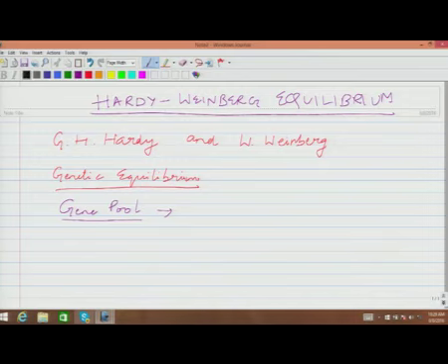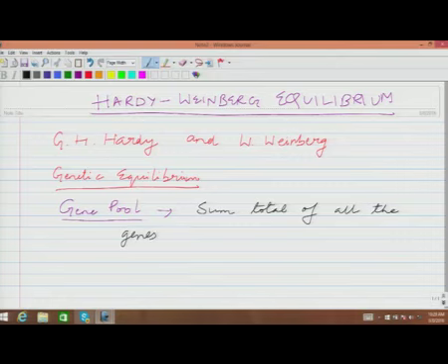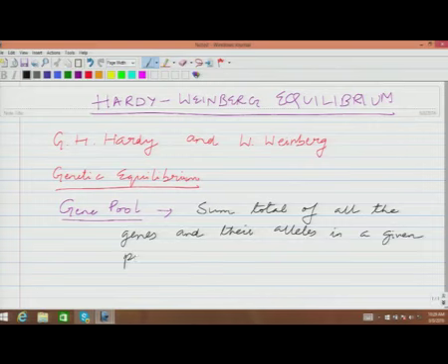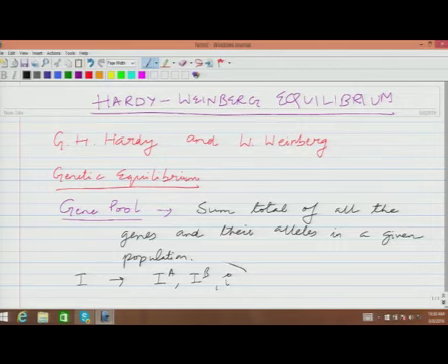Gene pool is the sum total of all the genes and their alleles in a given population. For example, if we take the blood group in humans, we know that the gene which is responsible for blood group is I, and it has the different alleles IA, IB and i. When we are doing population studies, we can very well observe all these three alleles.